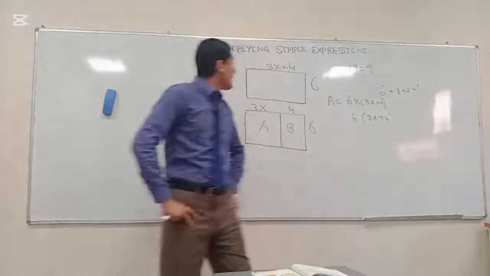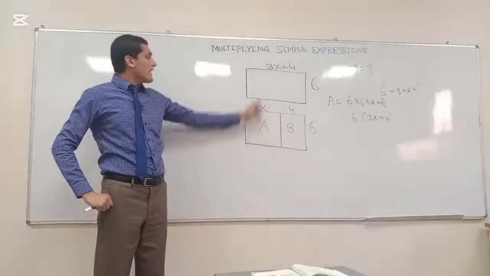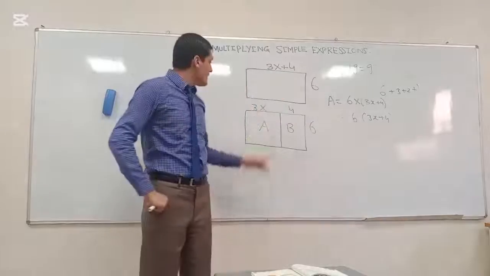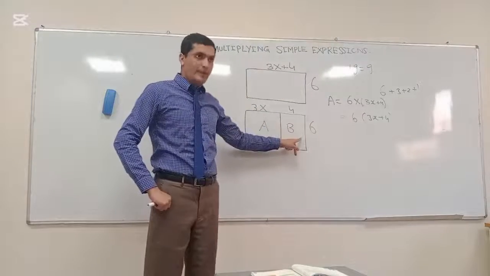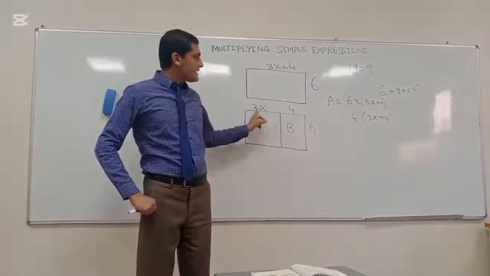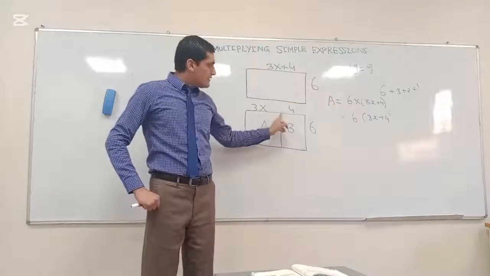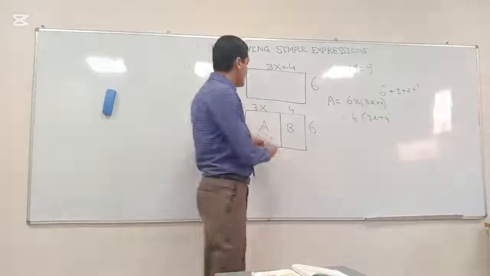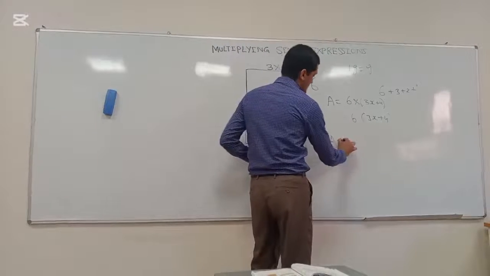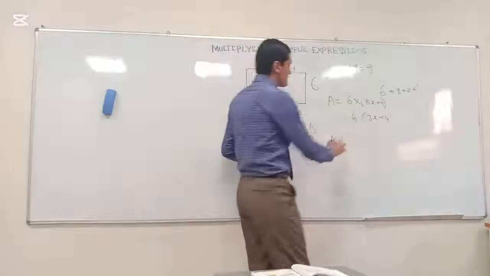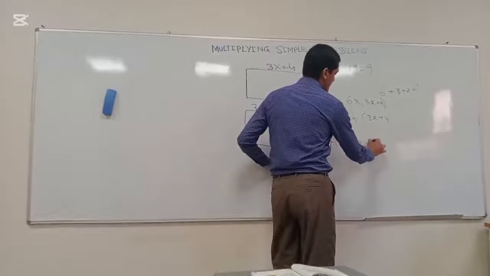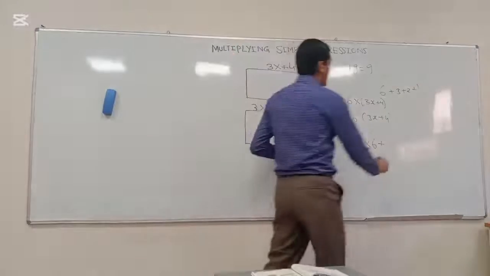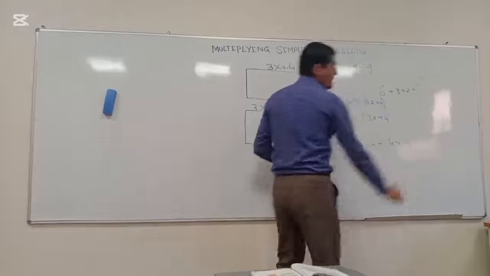Now here, again the same shape, but I have converted it into 2 different rectangles. This is rectangle A, this one is rectangle B. The length of this rectangle is 3x, the width is the same. The length of this rectangle is 4 and the width is the same. Now tell me the area of shape A. 3x multiplied by 6, plus what is the area of B? 4 multiplied by 6 is 24. 4 multiplied by 6 for right now.